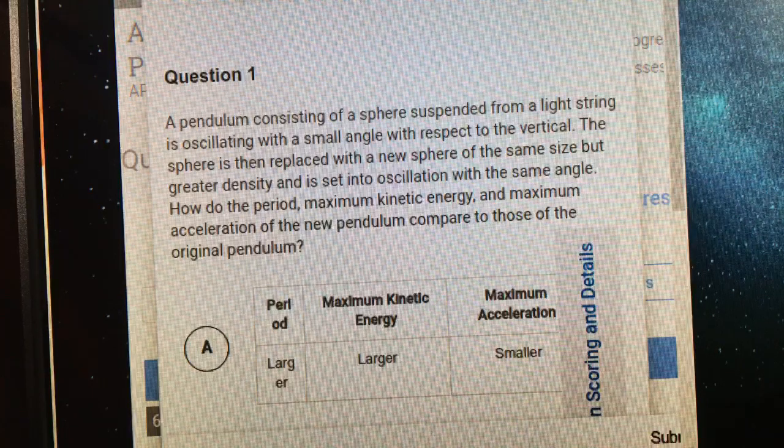All right, so again, light string means pretty much massless string. Small angle with respect to the vertical. So again, that small angle means it's simple harmonic motion. It's not simple anymore if we pull the angle more than 10 degrees. So small angles means simple harmonic motion. Our equations work. The sphere is replaced with a new sphere the same size but greater density and is set into oscillation with the same angle. How did period, maximum kinetic energy, and maximum acceleration of the new pendulum compare to those of the original?